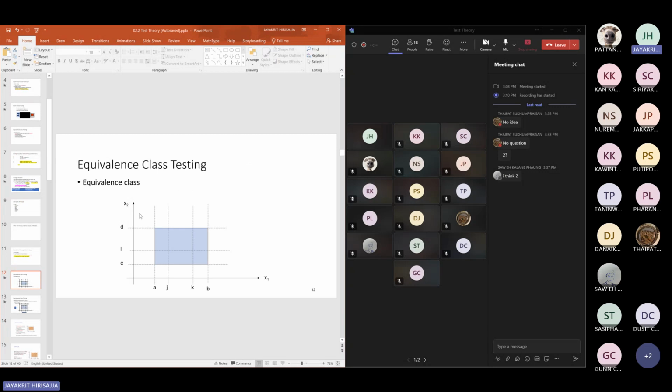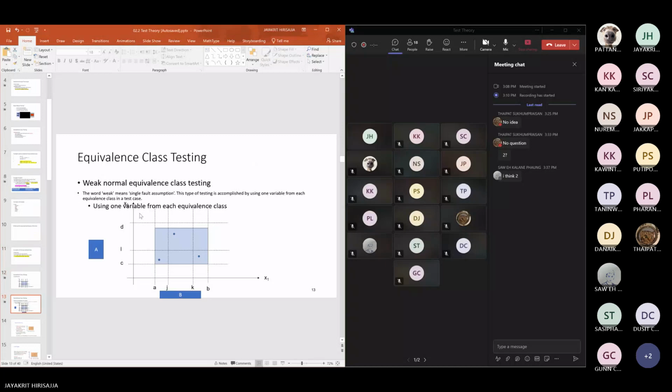For this example of equivalent class, if we have the input range of x1 as b and the input range of this, so if you input this, we can input this one and this one, which will represent all the possible execution area of the variable. And this is an example of weak normal equivalent class testing.